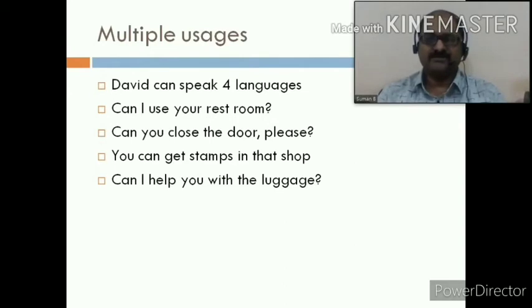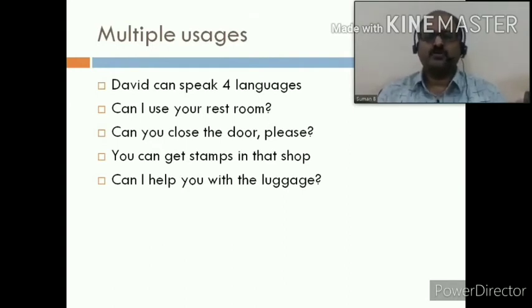Look at the second expression. Can I use your restroom? Do you think you are really asking about ability here? No, not really. Can I use your restroom? is a simple question where you are asking for permission. I need your permission. So this is where can is used to express permission.